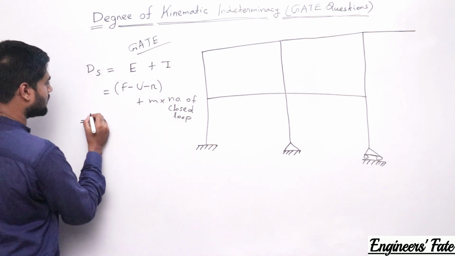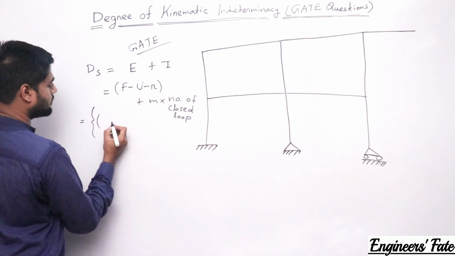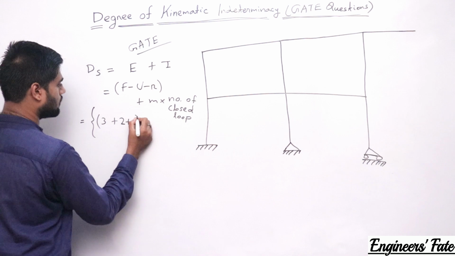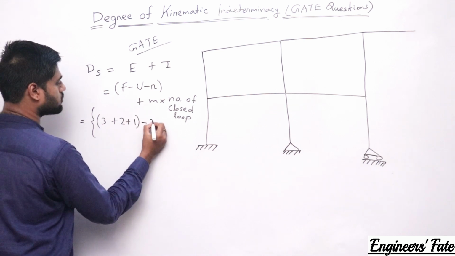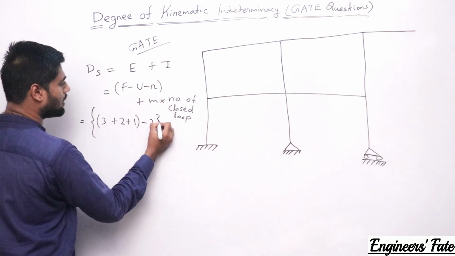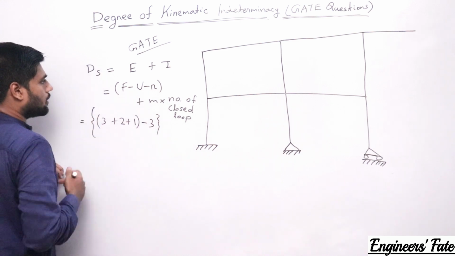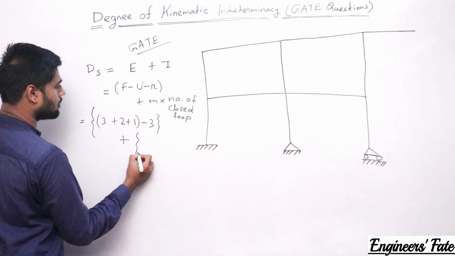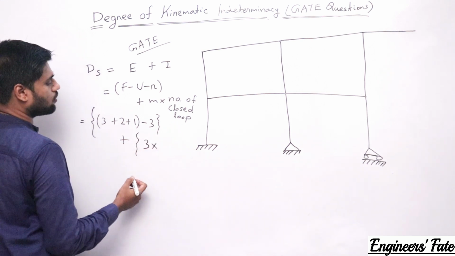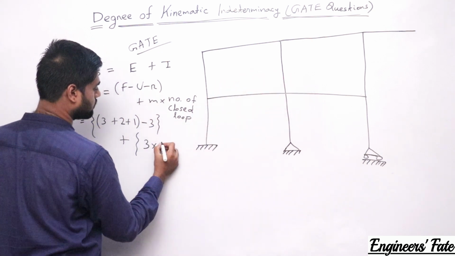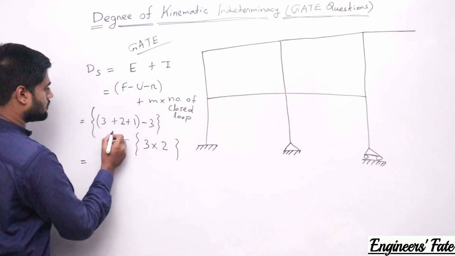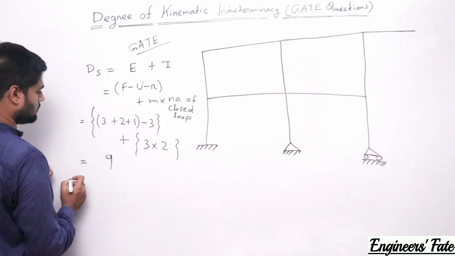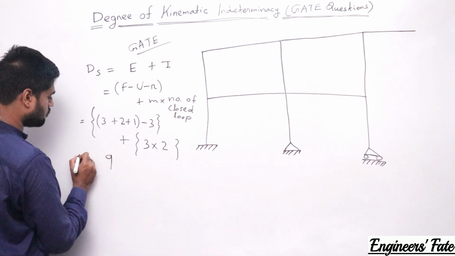Let's find F. What is F? Fixed 3, for hinge 2, for roller 1. What is U? Equilibrium condition, minus 3. R equal to 0 as no force releases are there, plus M. For a 2D structure, M is 3. What is the number of closed loops? 1 closed loop, 1 closed loop, 3 into 2. So this is 3 plus 6, ds equal to 9. So ds equal to 9.